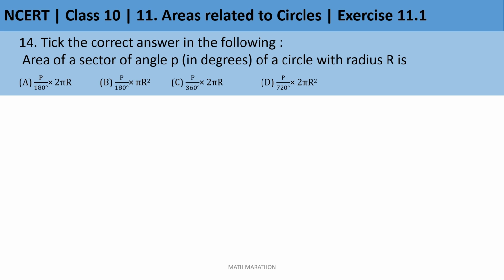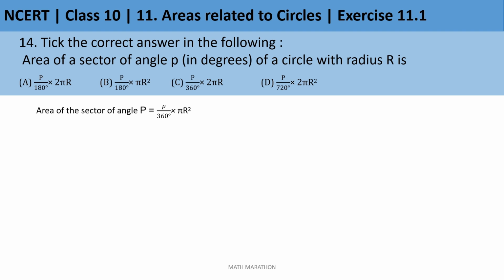Tick the correct answer in the following. Area of a sector of angle P in degrees of a circle with radius r is dash. Option A. P by 180 multiplied by 2 pi r. Option B. P by 180 multiplied by pi r square. Option C. P by 360 multiplied by 2 pi r. Option D. P by 720 multiplied by 2 pi r square.